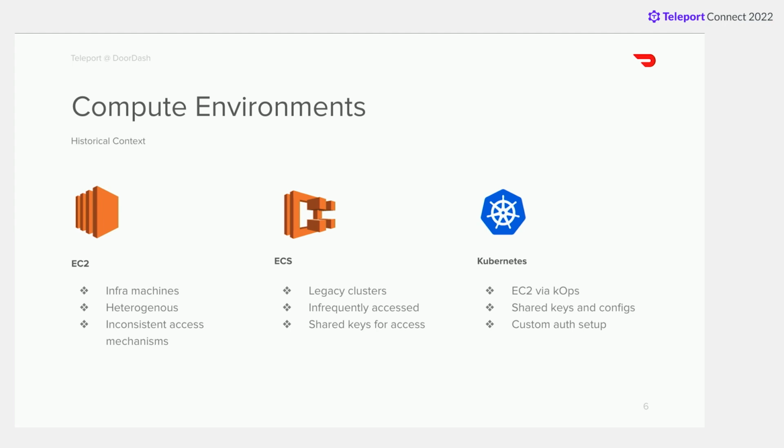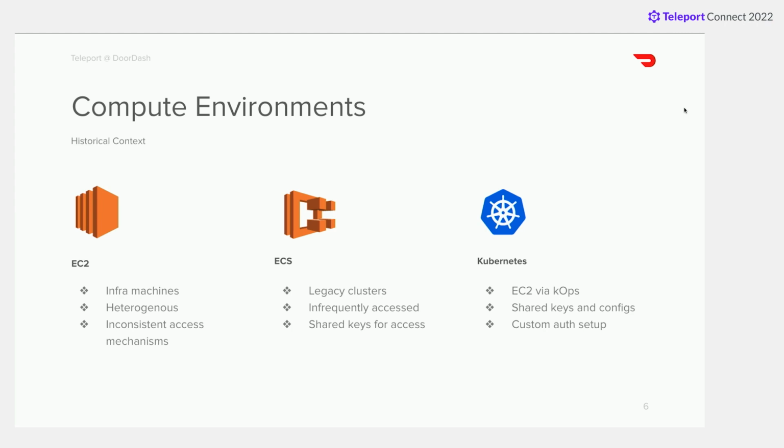On the ECS side, these clusters were pretty much just legacy clusters. We've migrated almost entirely to Kubernetes, but we still have some of these clusters lying around for legacy reasons. The ownership isn't very well defined, and they're infrequently accessed. So when people did need to access these machines, there wasn't a great documented process. And we shared keys for these ECS workloads too, so we just have a 1Password vault with a bunch of keys in them shared across teams, so just not great practices there.